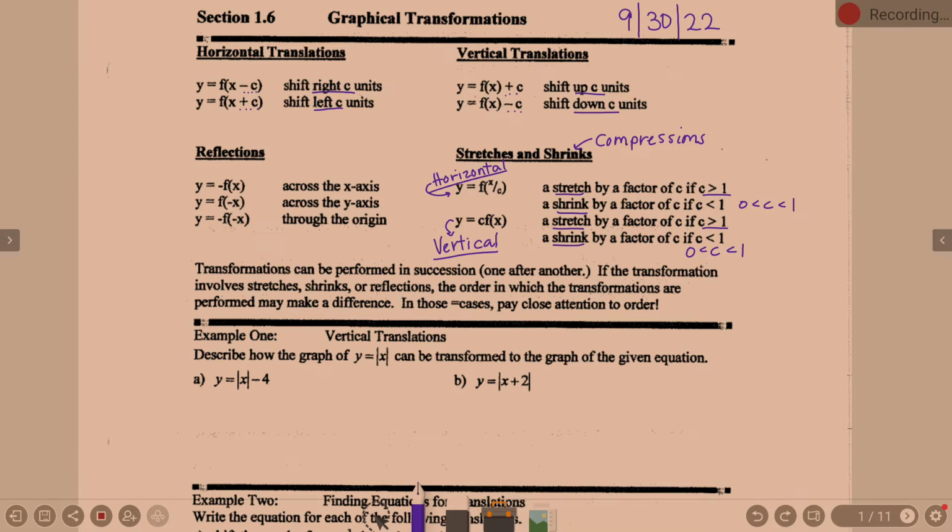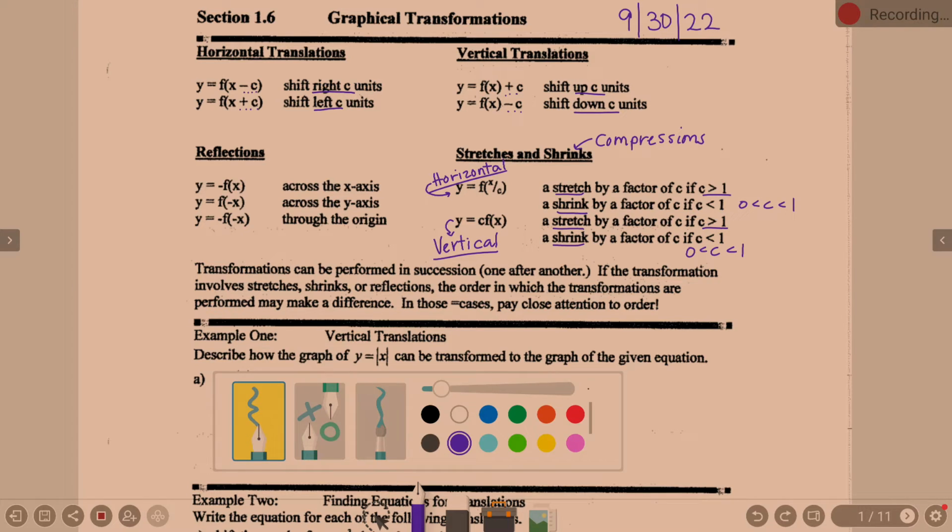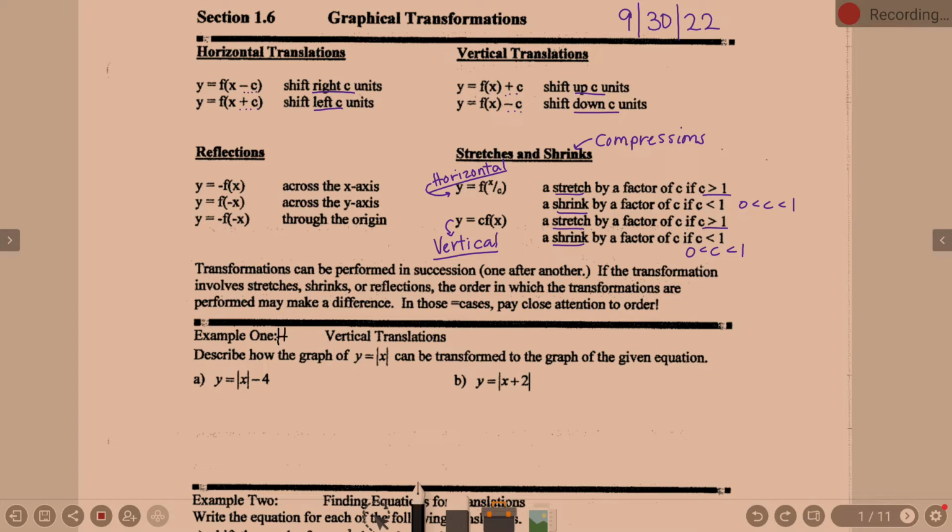Example 1. Describe means we want to use words, yes? And here this section should be horizontal and vertical translations. Okay. Describe how the graph of y equals absolute value of x can be transformed to the graph of the given equation. So use words. What's being done to y equals absolute value of x in part A?